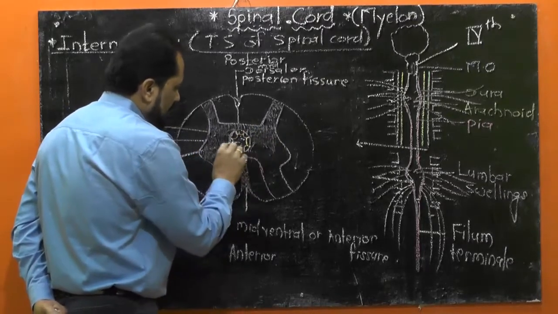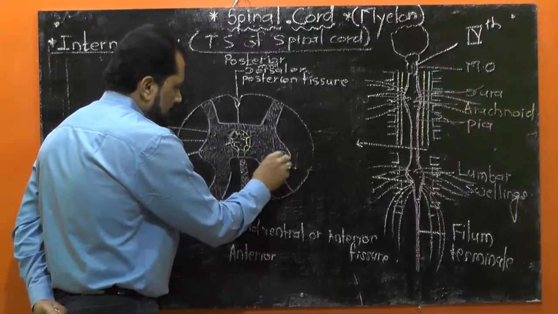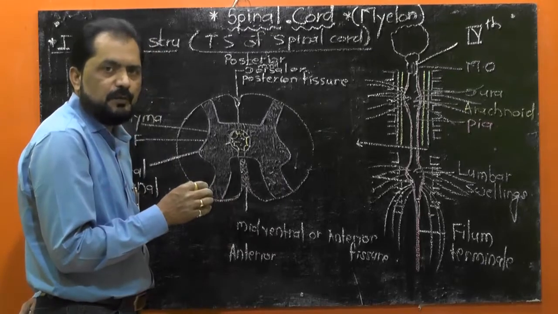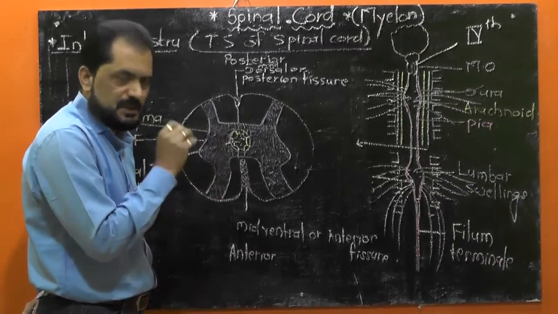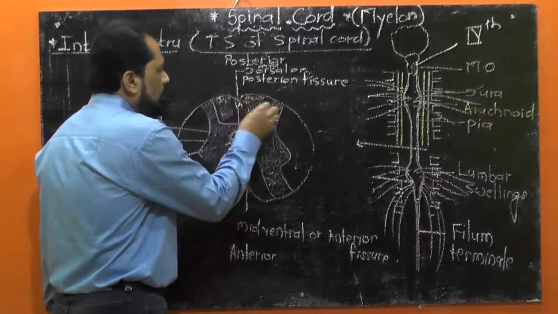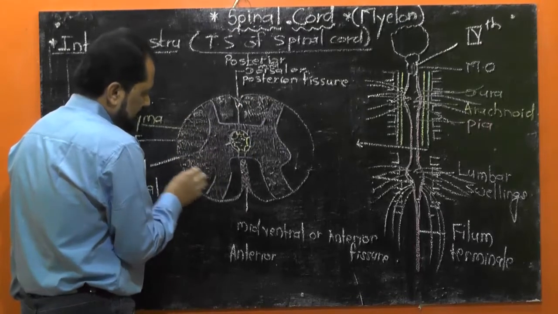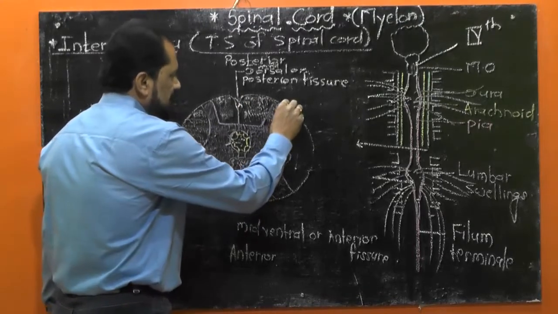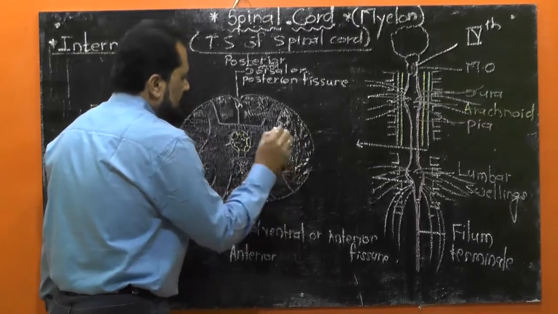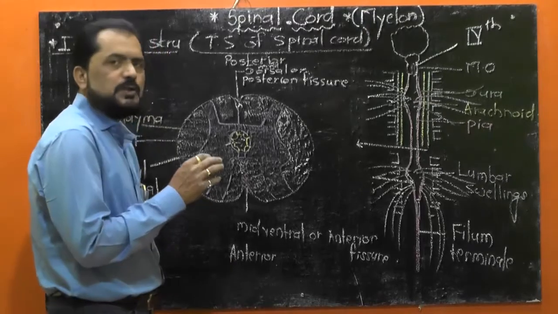What is gray matter? We all know. It is a type of nervous tissue which appears grayish in color due to the abundant number of cell bodies of nerve cells. And gray matter is surrounded by white matter. Now please look here in the diagram. White matter is divided into 6 columns. These columns of white matter are also known as funiculi.